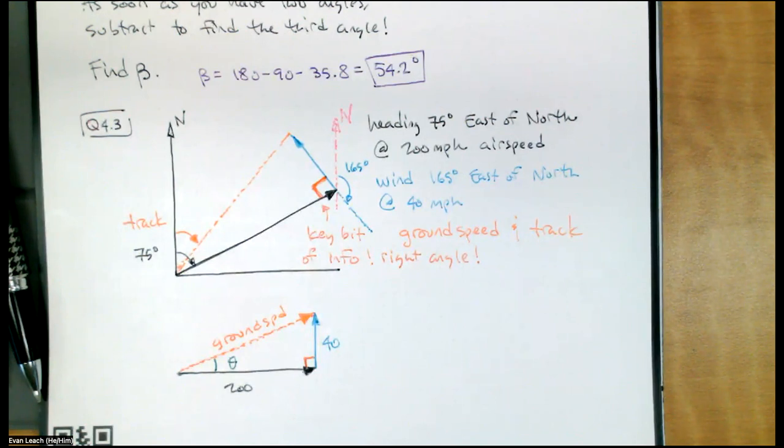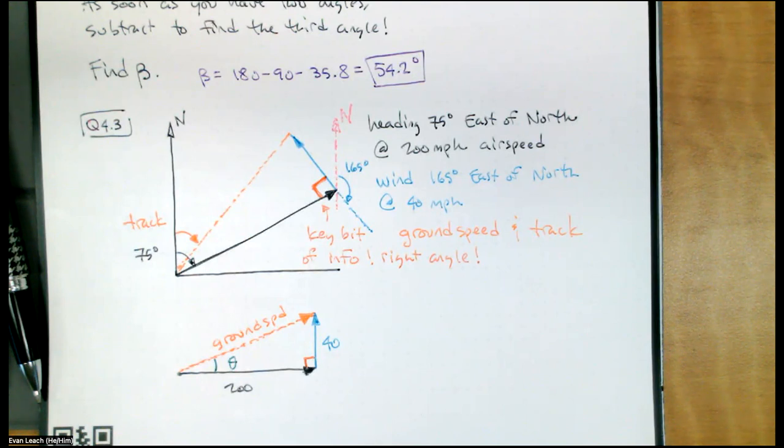Airspeed is how long that vector is. And the heading is 75 degrees east of north. So we don't measure things in standard position where we measure north of east. We measure from north. So our heading is 75 degrees east of north and 100 miles per hour airspeed. That's what the plane thinks it's doing. But the wind is coming along at 165 degrees east of north at 40 miles per hour.